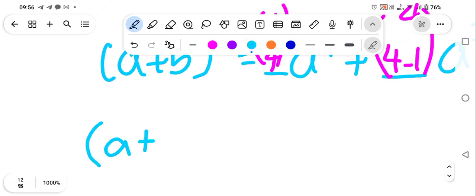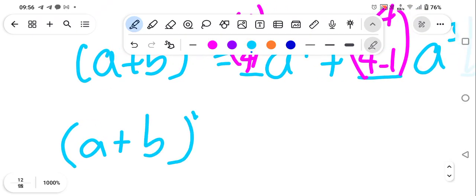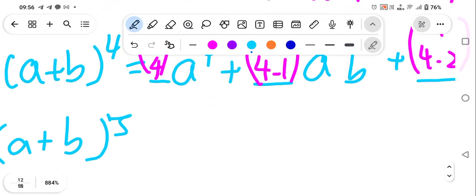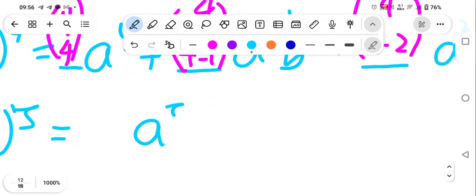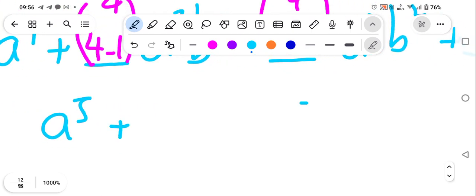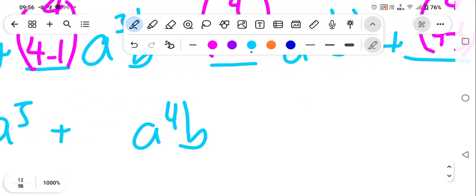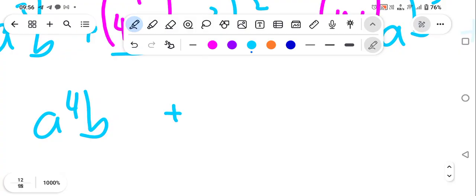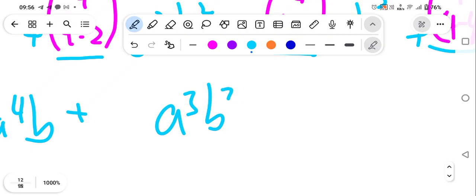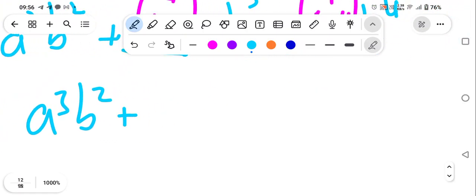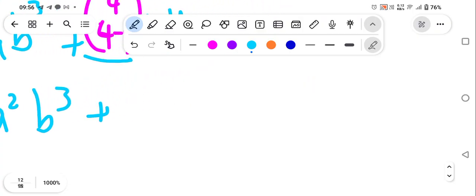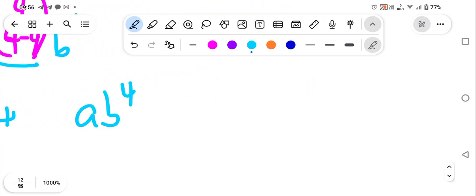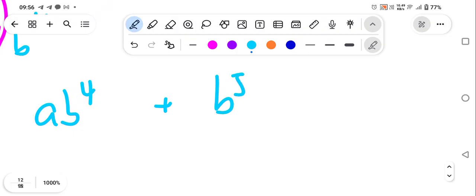So let's say I want to write out (A plus B) to the power 5. Clearly we already know what this means. So we just need to write the terms: A to the power 5, A^4 B, and A cubed B squared plus A squared B cubed plus A B to the power 4 plus B to the power 5.